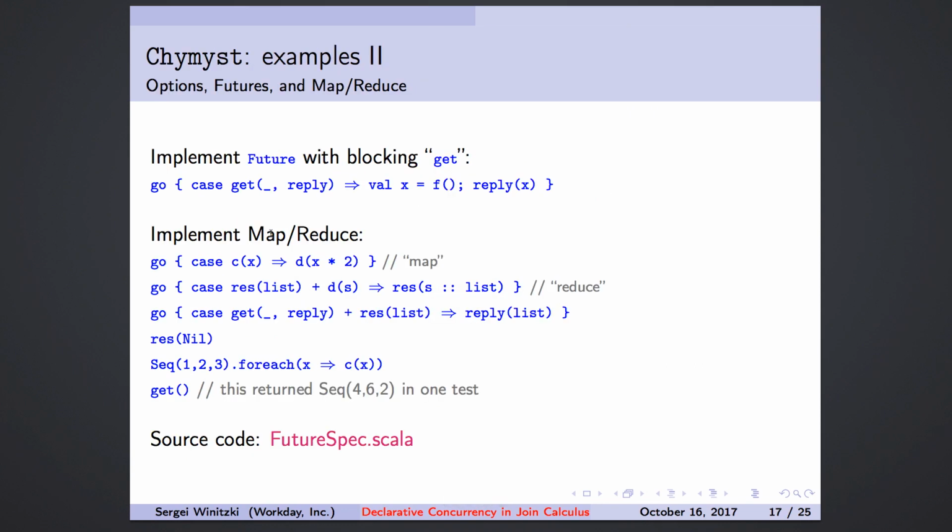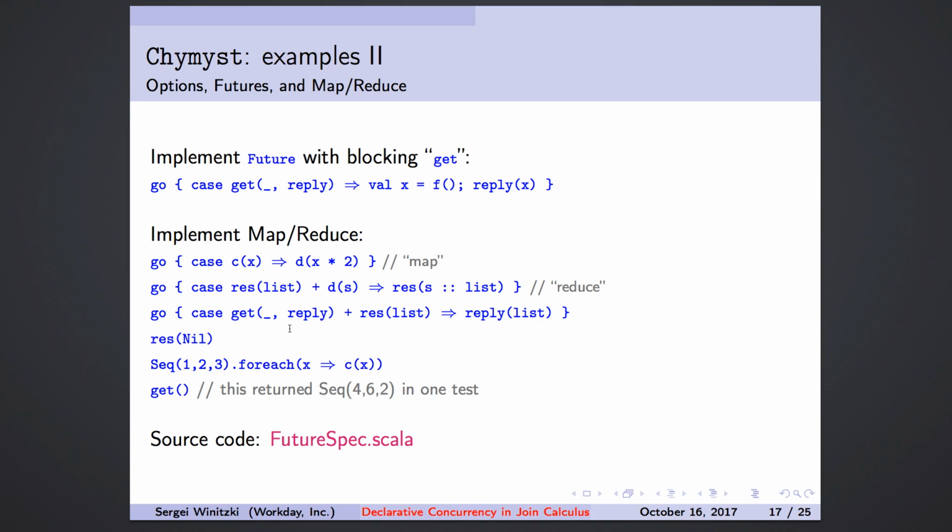Another example is MapReduce. Well, the future I'm just going to skip. This is really trivial. I'm just showing that if I have this paradigm, I don't need anything else. I can implement future. I can implement MapReduce, parallel MapReduce. I can implement anything else. I can implement actors. This paradigm is as powerful and as expressive as anything else. It's equally expressive to actors, let's say.